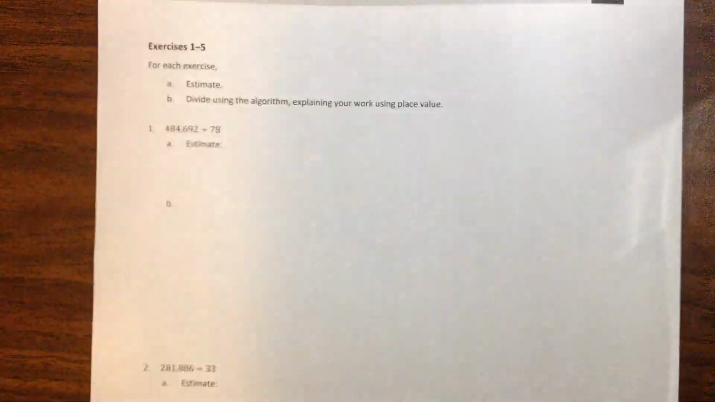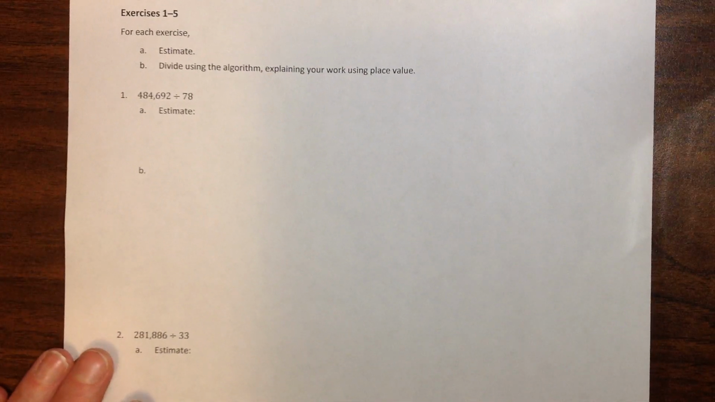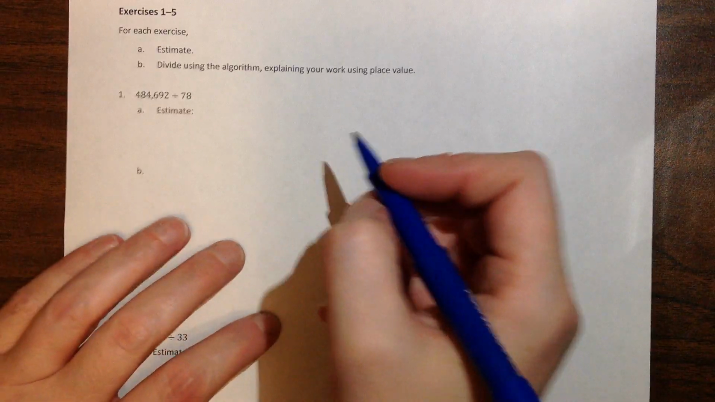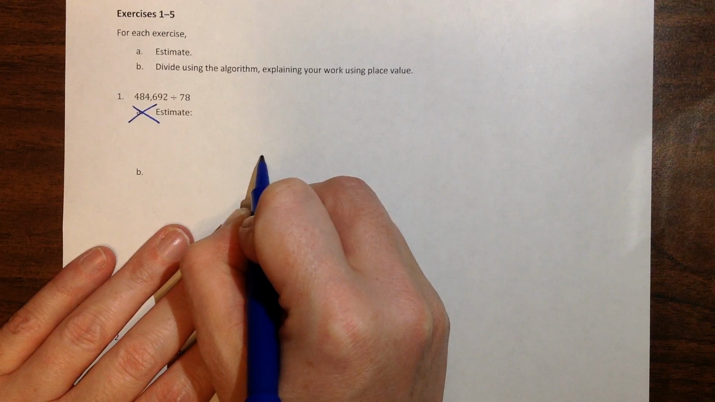Okay, if you want to turn to the next page, exercise 1. Exercises 1 through 5, we're only going to go through a couple of these, and I'm going to have you try some on your own. So number 1, the problem is 484,692 divided by 78. Again, we're going to skip through part A.